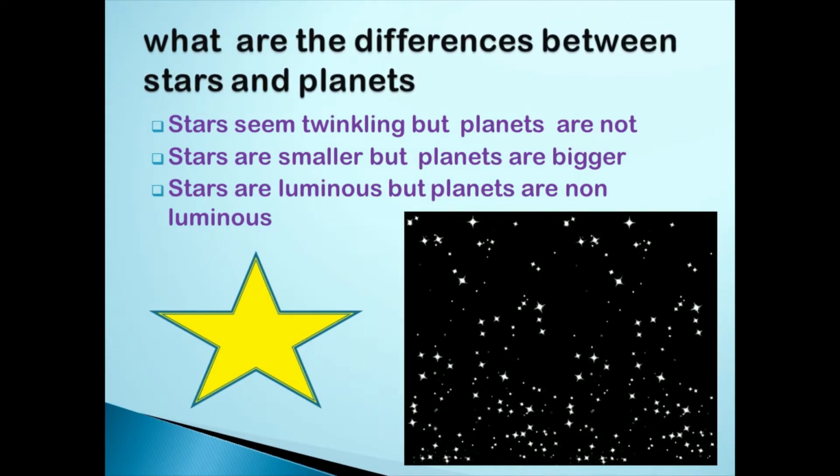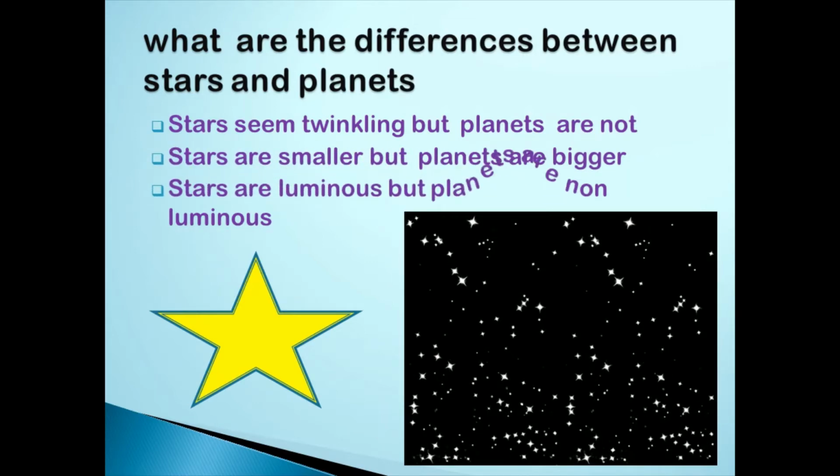What are the differences between stars and planets? Stars seem twinkling but planets do not. Stars are smaller but planets are bigger. Stars are luminous but planets are non-luminous.